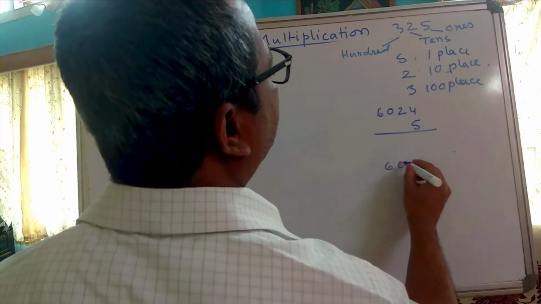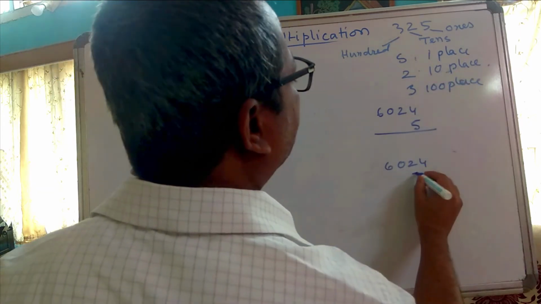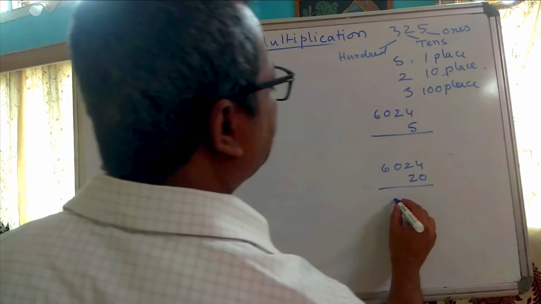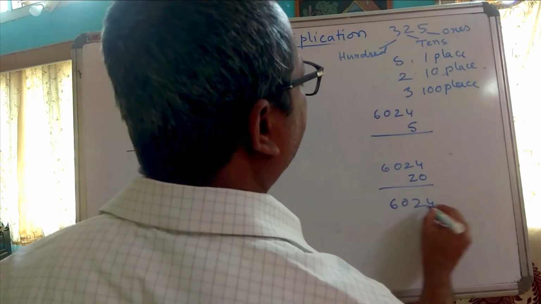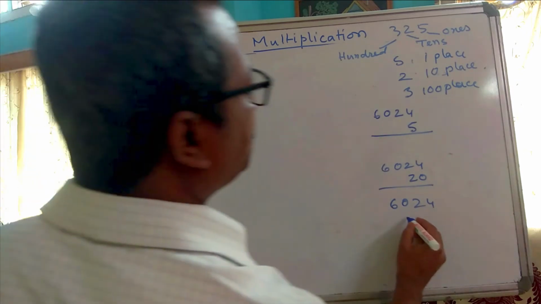Then 6024 into 2 tens are 20. Then 6024 into 300 means 300.